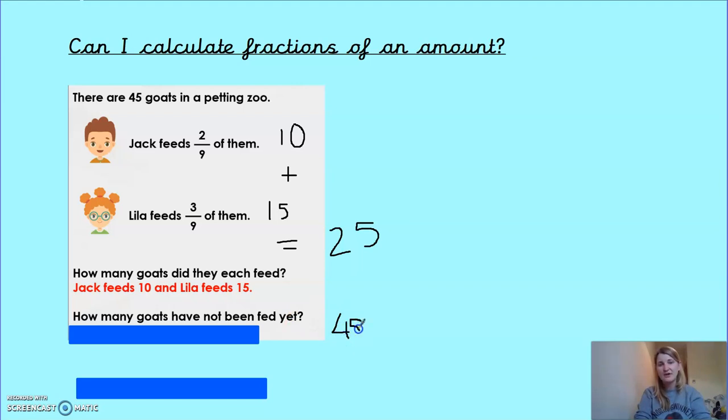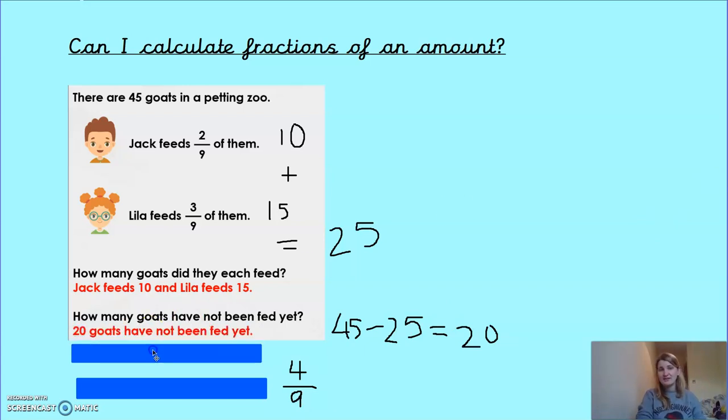So that's one way of doing it: 45 take away 25. The other way I could do it, which is probably a bit longer, is to work out the fraction that's left and find that fraction of the amount. Jack's got 2/9, Lila's got 3/9. I know that 9/9 make a whole. So if I add 2/9 to 3/9, that's 5/9, meaning that for the other goats that have been left, 9/9 take away 5/9 would be 4/9. And again, if I did 4/9 of 45, I do 45 divided by 9 is 5, times 4 equals 20. I get the same answer, just 2 different ways of doing it.